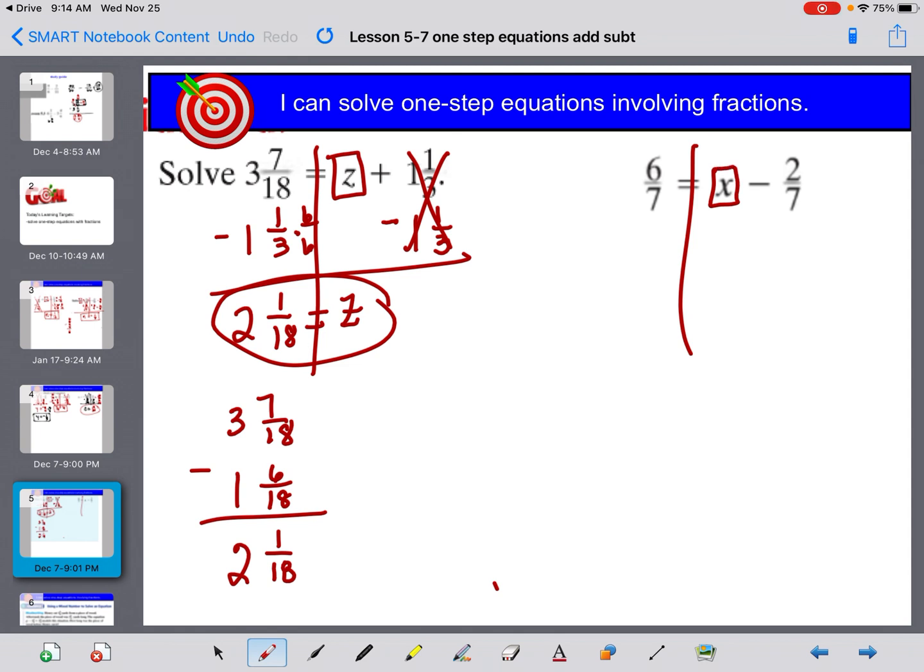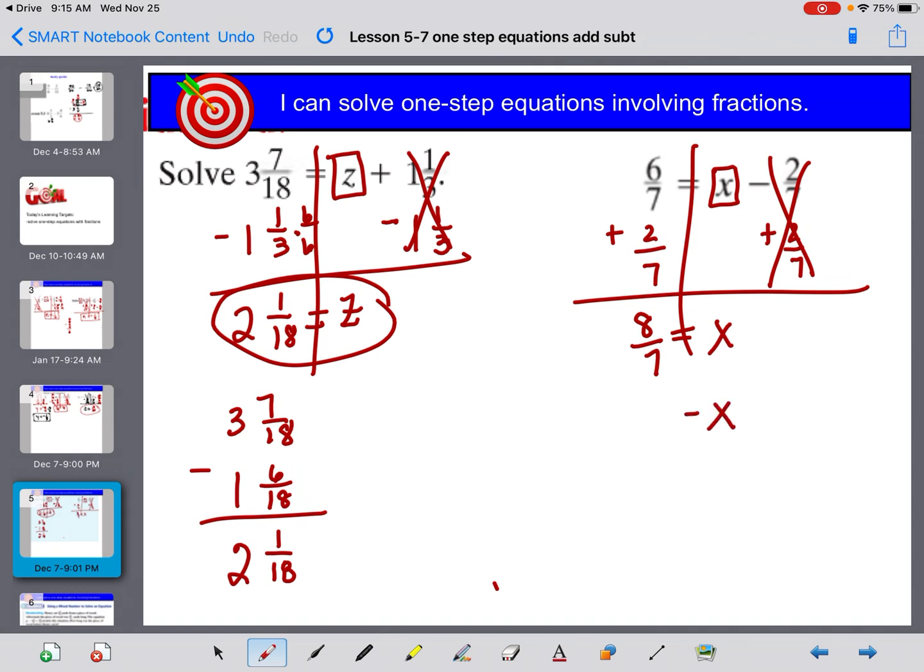In this side, I find my variable here on the right. To get this to equal 0, this minus 2/7, I'm going to add 2/7 to both sides. I love it when they already have a common denominator because it gives me 8/7. Please remember not to leave your fraction in improper form. How many times does 7 go into 8? 1 time, and 1/7 is remaining.